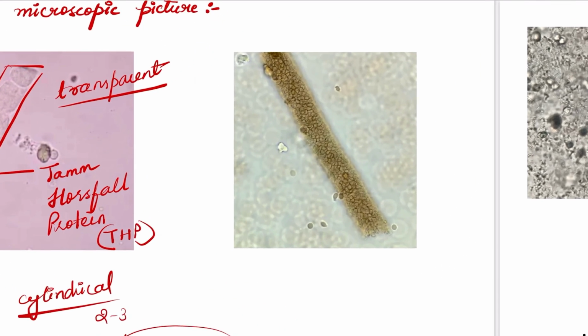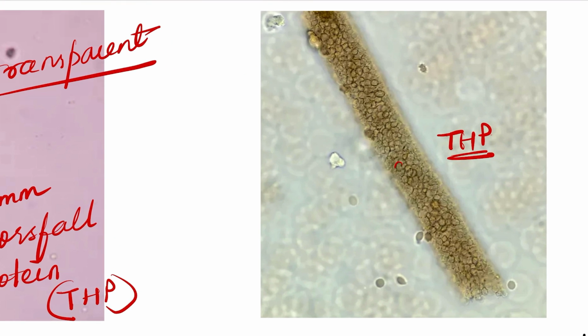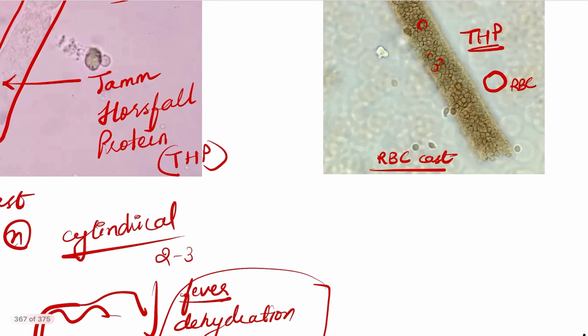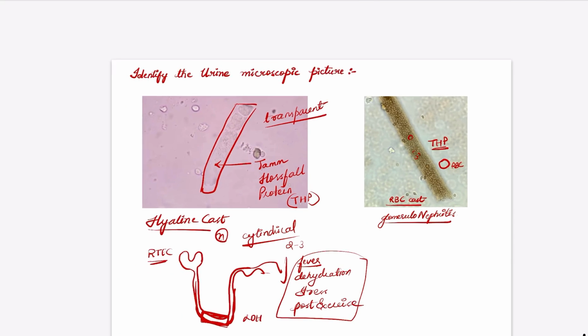Coming to this cast, it is again the same cylindrical cast made up of Tamm-Horsfall protein only, but upon it there are certain embedded cells. Only the cell outlines are clear, without any nucleus, without any granularity. These are the RBCs, so it is an RBC cast. Passing of RBCs in urine indicates hematuria. More commonly it is seen in glomerular injury, glomerular pathology like glomerulonephritis.